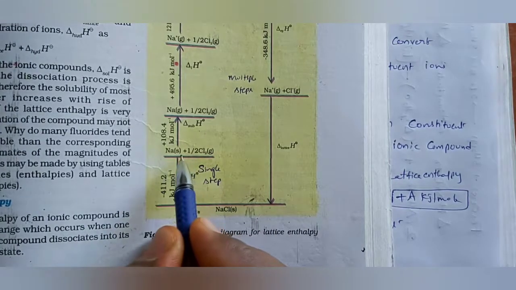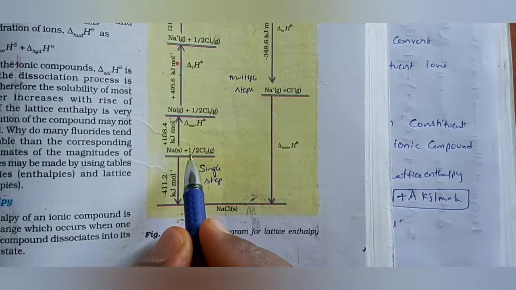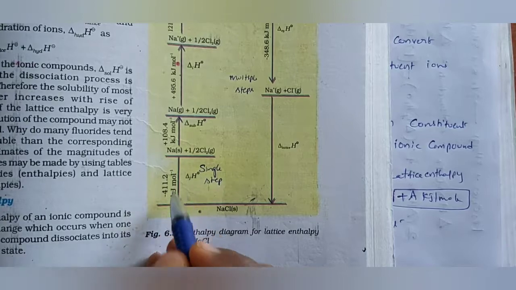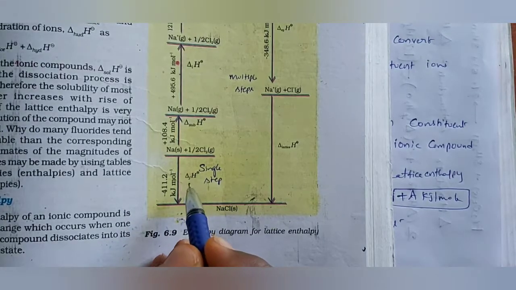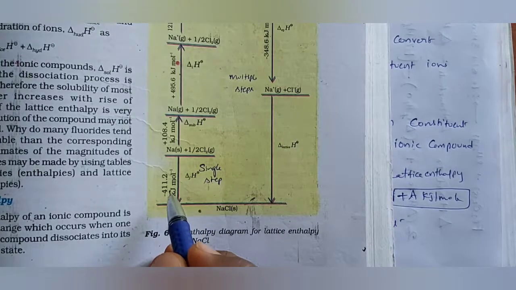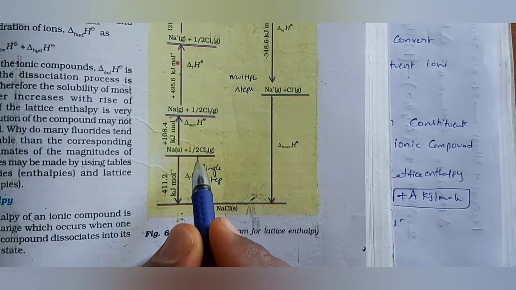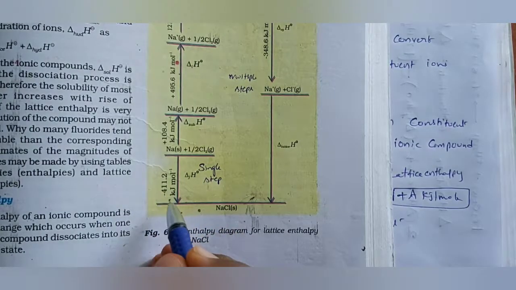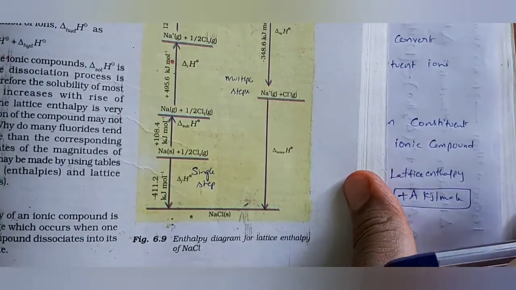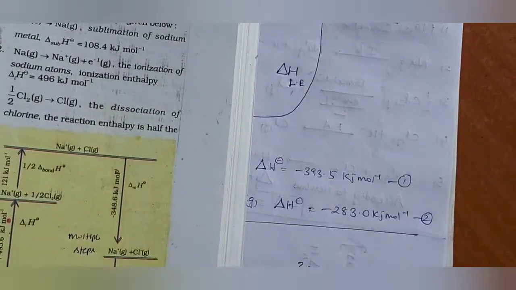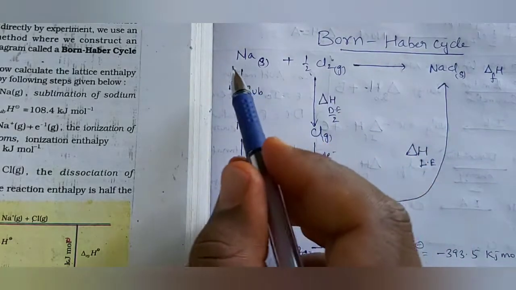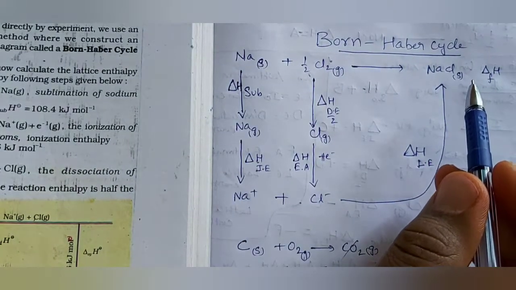Now, first we started from here. This is a one step process. Na solid plus half Cl2 gas gives rise to NaCl. This is the heat of formation, the enthalpy of formation, with a value of minus 411.2 kilojoules per mole. Yesterday I showed the Born-Haber cycle. In that, this is the step of the enthalpy of formation.